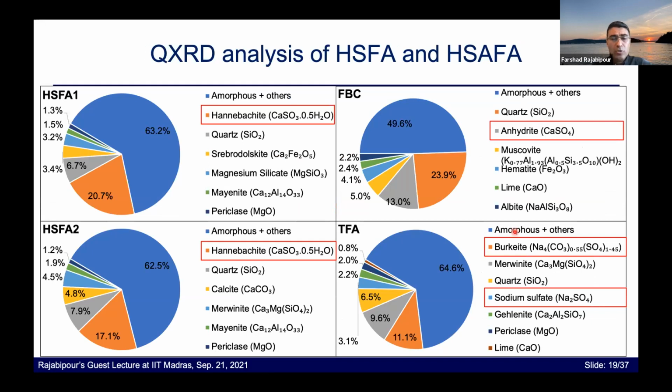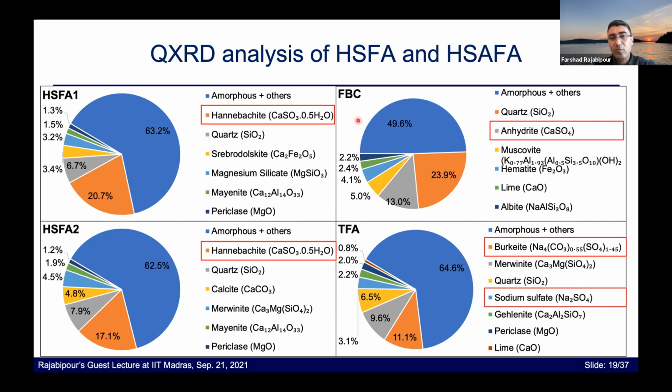All right. We also did a quantitative mineralogical analysis using quantitative X-ray diffraction. On the left-hand side, you see the fly ashes that contain Hannebachite. You can see that they have about 60–63% amorphous phase, and then quite a bit of this Hannebachite phase, the calcium sulfite CaSO3, between 17–20%. They also contain quartz and some other minerals.